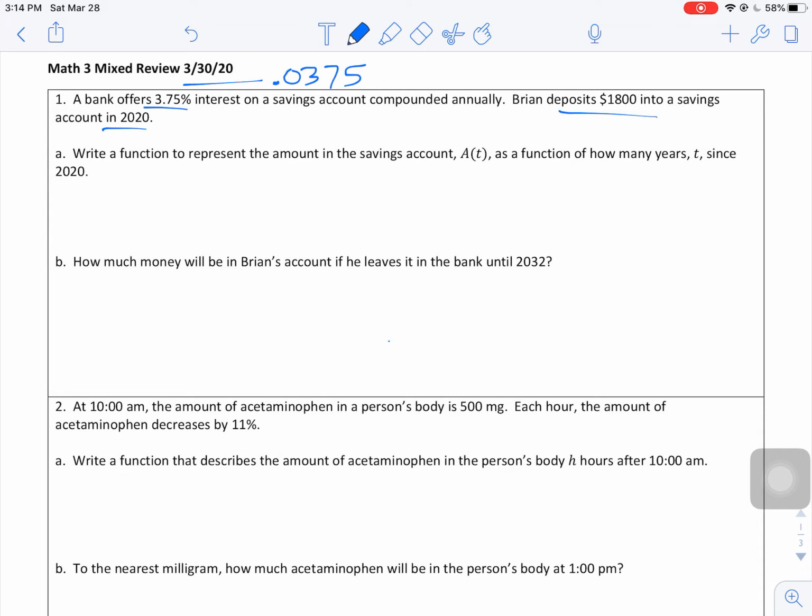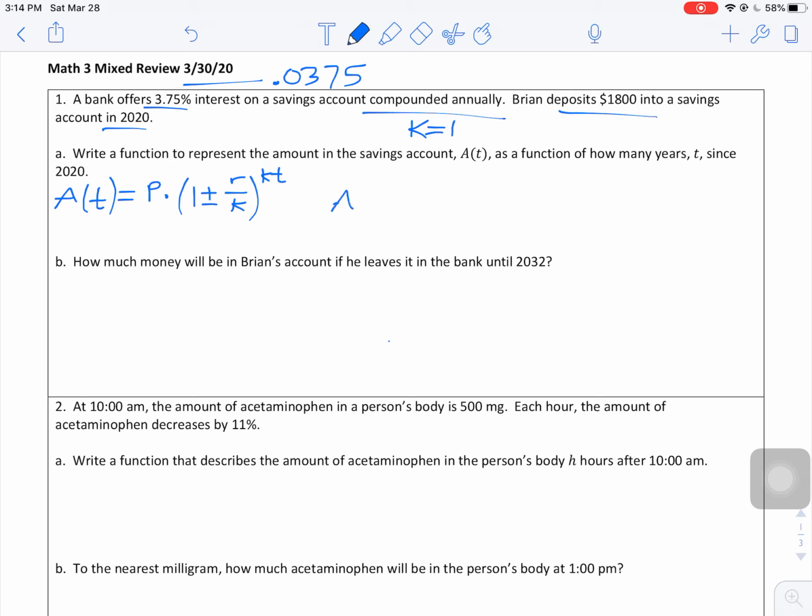In part A, we want a function to represent the amount in the savings account, A of t, as a function of how many years t since 2020. So the generic equation from last week's notes would be the principal times 1 plus or minus the rate written as a decimal over k, where k is the number of times it's compounded per year, raised up to the k times t. In our particular problem, it's compounded annually, so k just equals 1 because it's only compounded once per year.